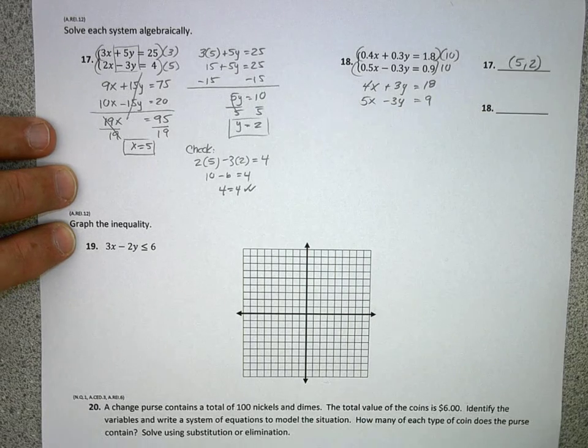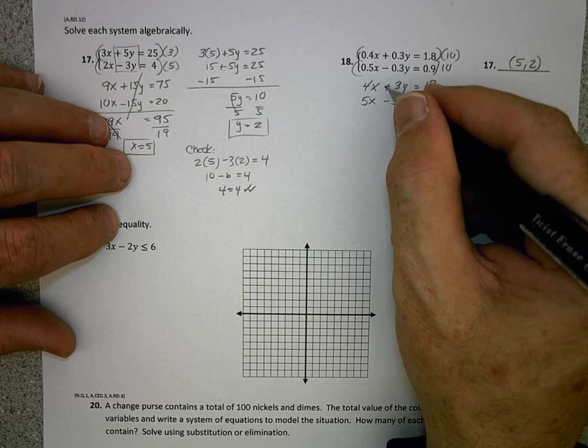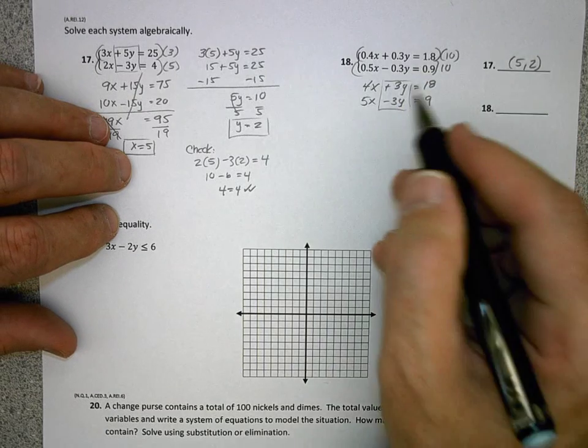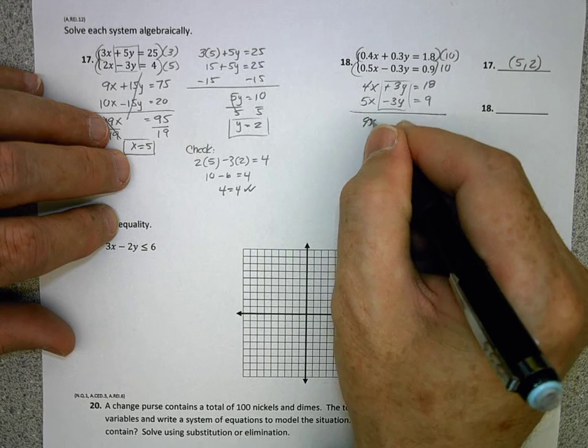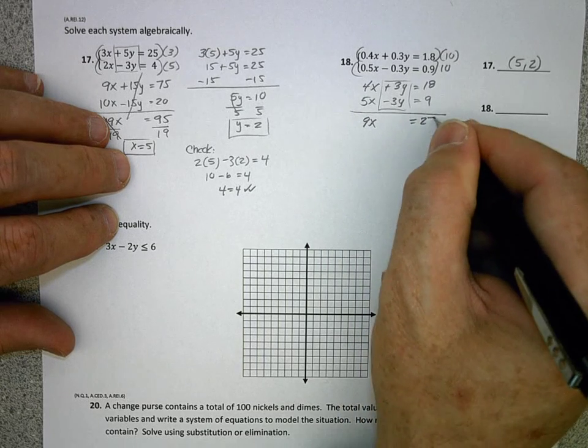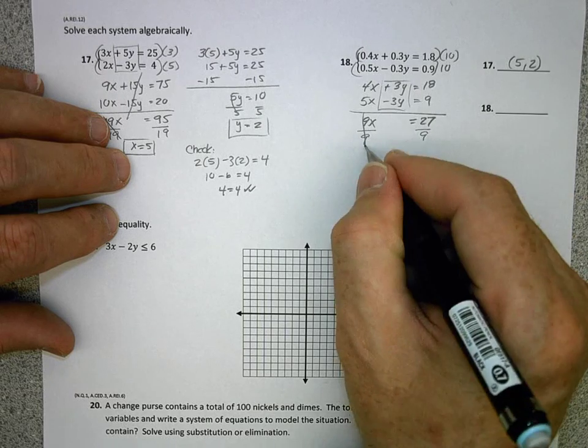Now that's really nice, because I'm noticing this is what I call a baby bear problem. Notice I don't have to do anything. If I add them, the y's go away. Cool. So I get 9x equals 27. If we divide by 9, to undo the 9 times x, we get x equals 3.